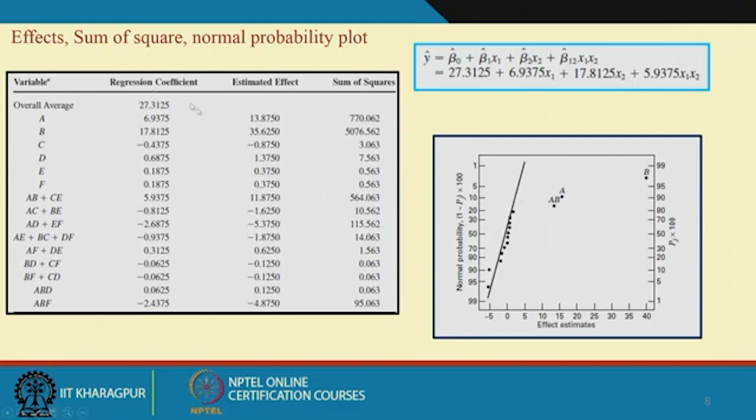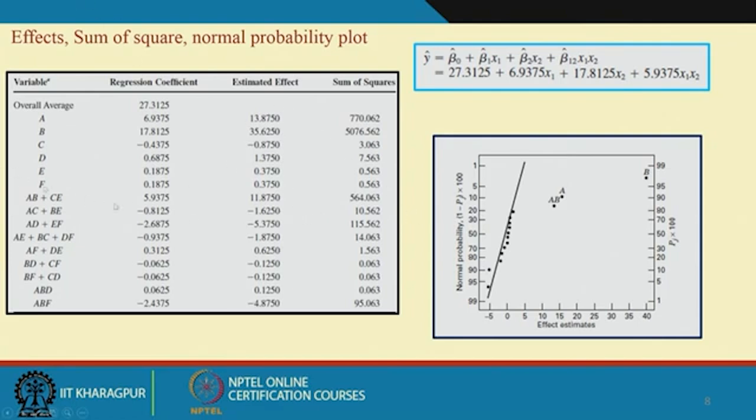Now, if you carefully observe the regression coefficients or the effects, you will find that the A and B effects are significant and other effects are not significant, because A is 6, B is 17.8, and others are very small, and AB plus CE is 5.93. If you see their sums of squares, the contributions are also larger for A, B and AB plus CE. But as C is not significant and E is not significant, we are assuming that the CE effect also will not be significant, and as a result AB plus CE, which is 5.93, we are considering may be the effect of AB only, because A and B are significant there.